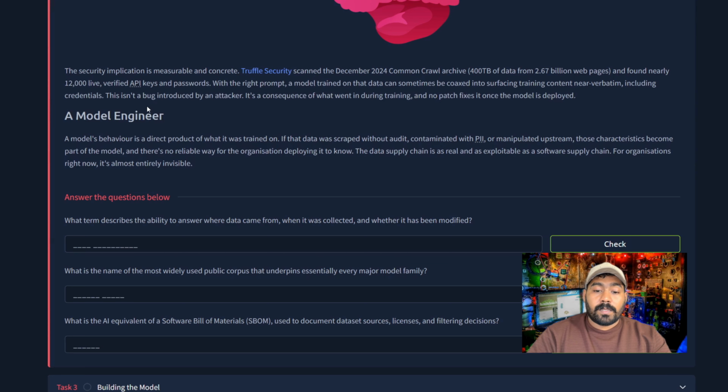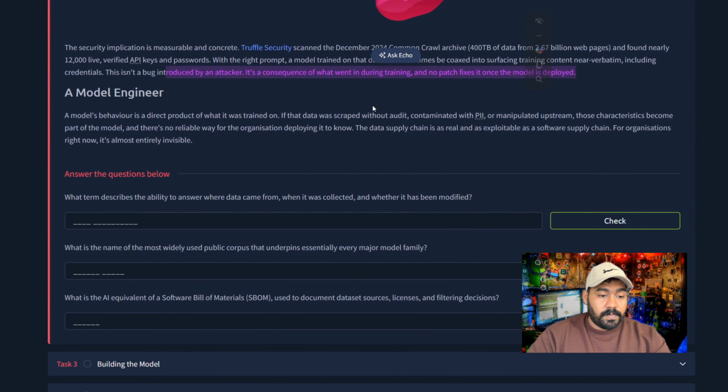And this room makes this point in a crystal clear way. This isn't a bug introduced by an attacker. It's a consequence of what went in during training, and no patch fixes it once a model is deployed. So no patch. Once it's in the weights, it stays in. That's the key takeaway from this point.